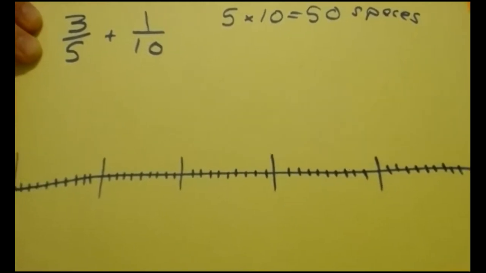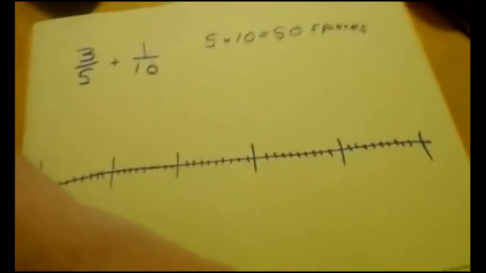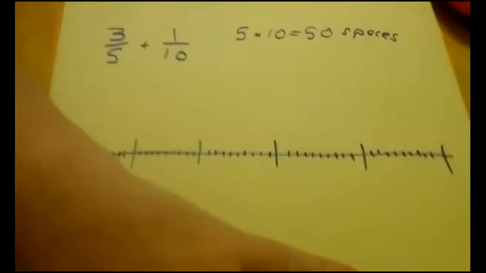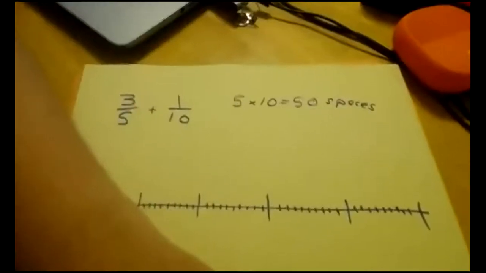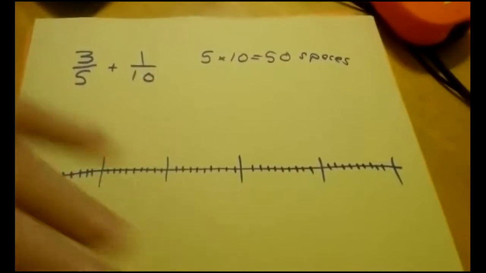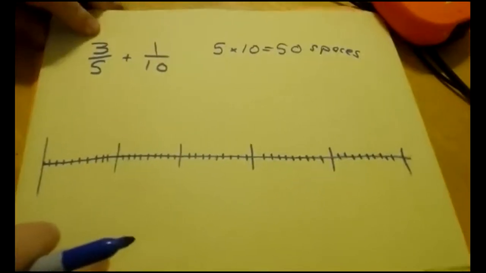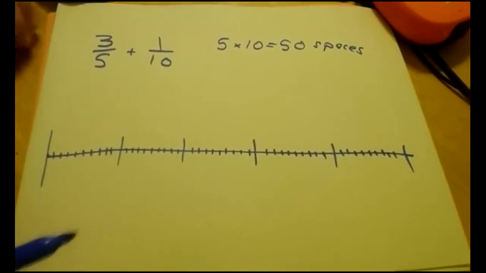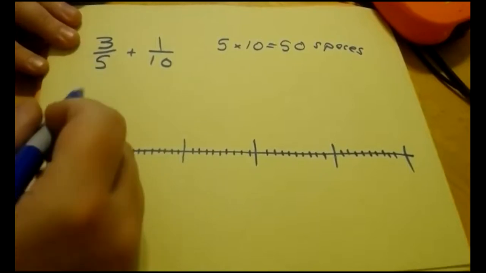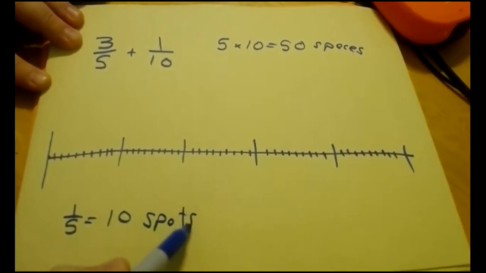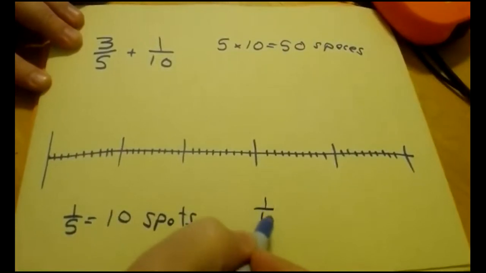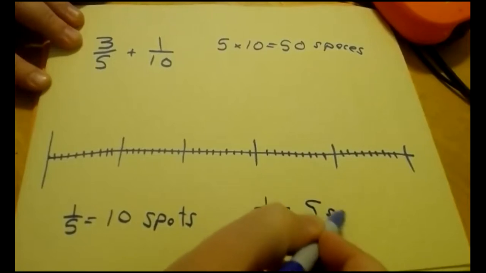Now, it might be practical to do it this way, where you make every 10th one a little bit bigger if you want. I would instruct the students to do that when you have larger quantities. Okay. So doing it this way, starting with 1/5 is 10 spots, right? So I'm going to write 1/5 equals 10 spots or spaces. 1/10 equals 5 spots.